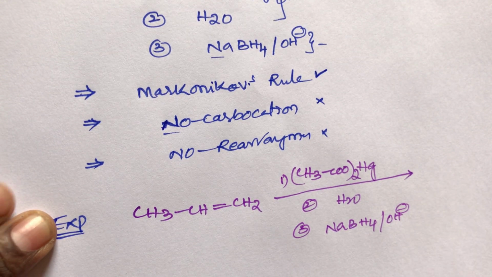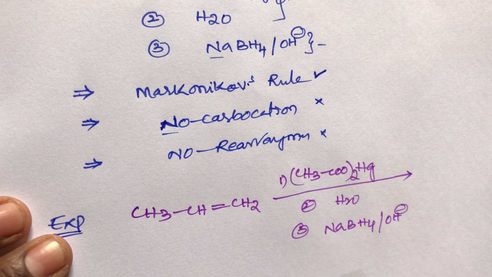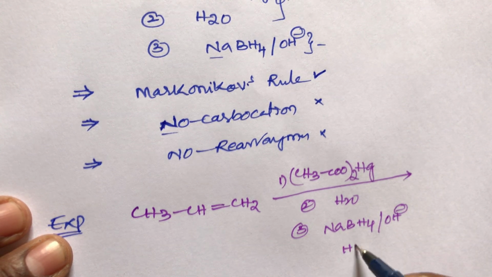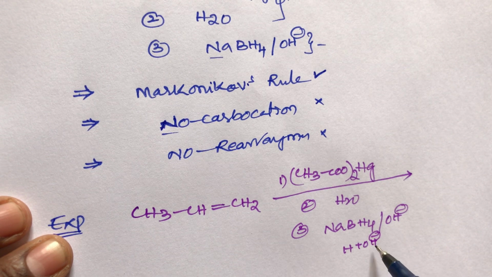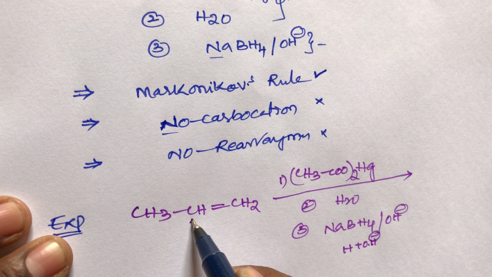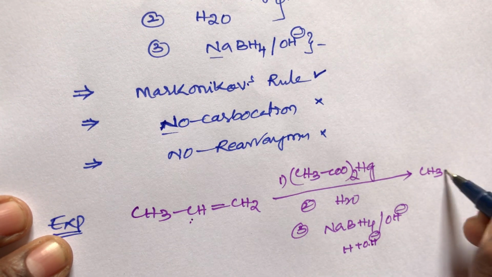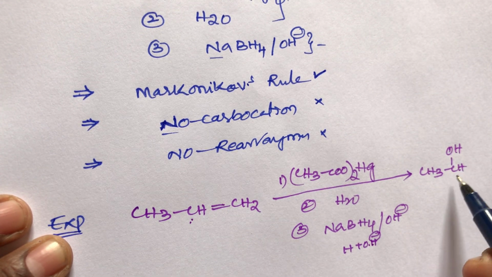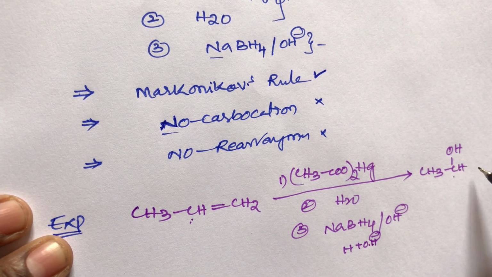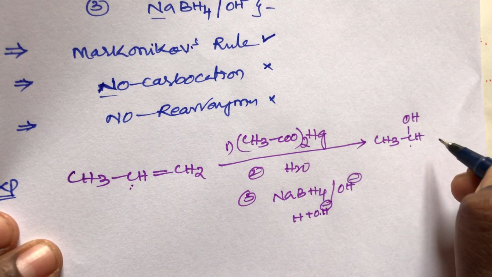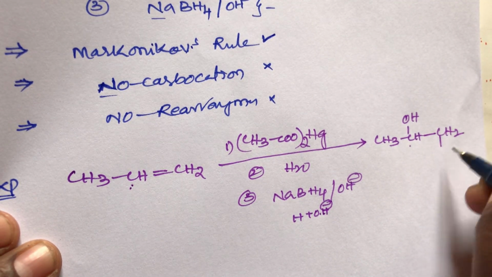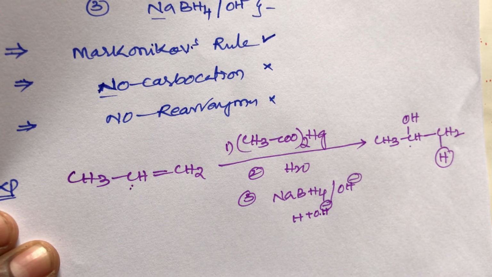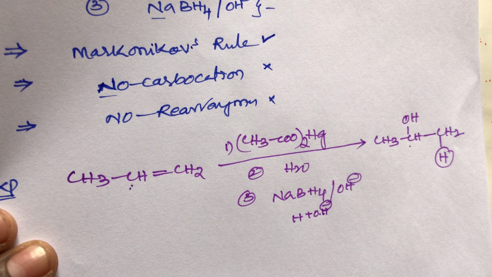We get the product, which follows Markovnikov. The overall reaction is addition of water, that means H plus and OH minus. OH minus will attack the carbon which contains fewer hydrogens, that is the second position, CH3CHOH. Hydrogen attacks the carbon with more hydrogens. This is the Markovnikov rule, student. So this is the oxymercuration and demercuration.